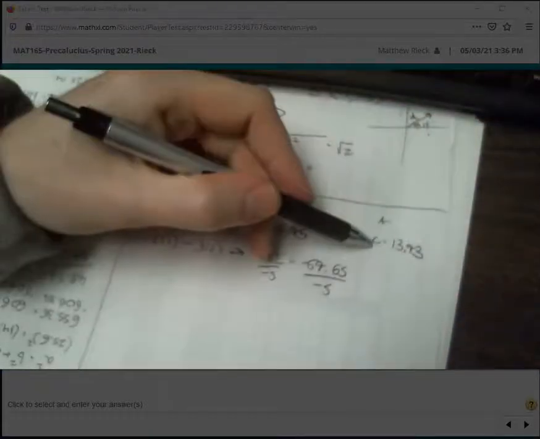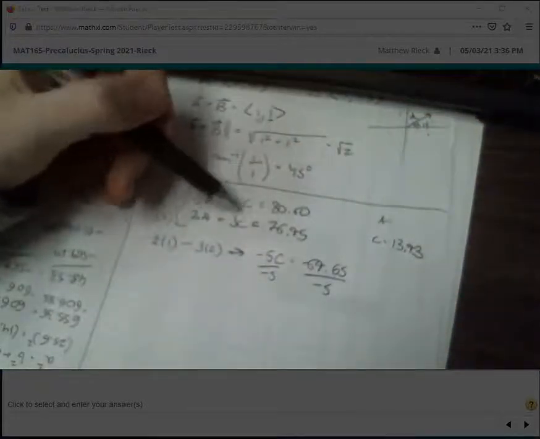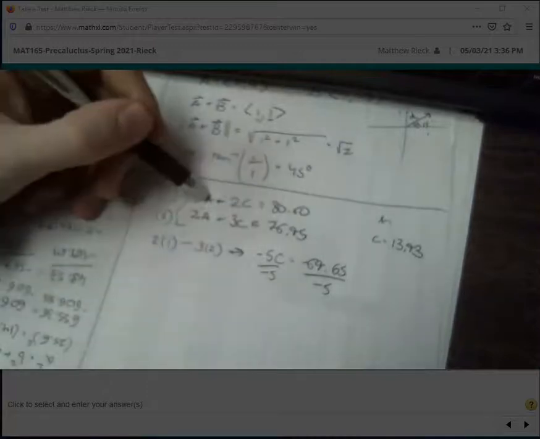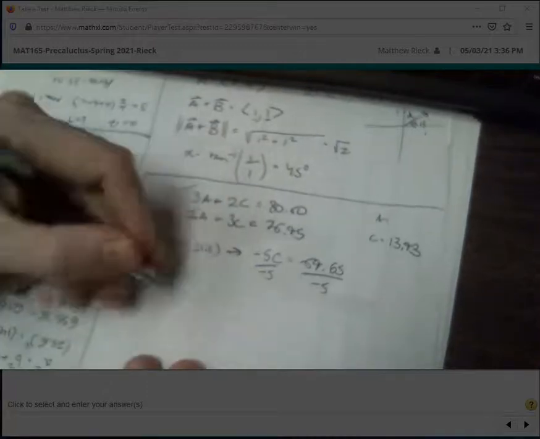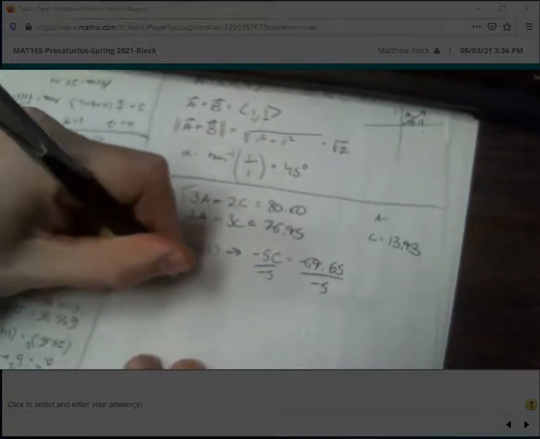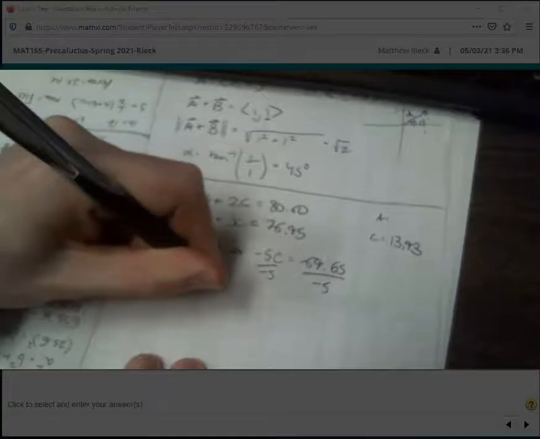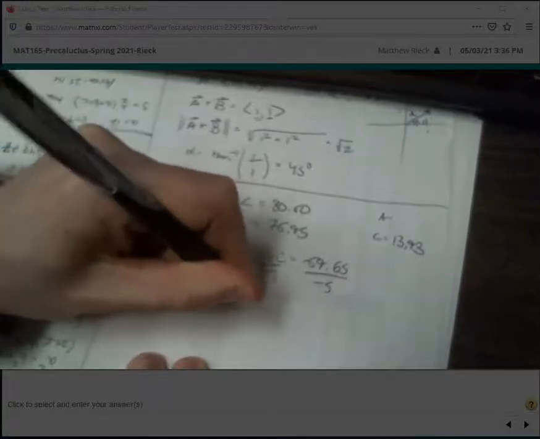All right, and then to find my adult price, I can just plug that into either of my equations up here. So I'll go ahead and use this first equation. So we have 3a plus 2 times 13.93 equals 80.6.